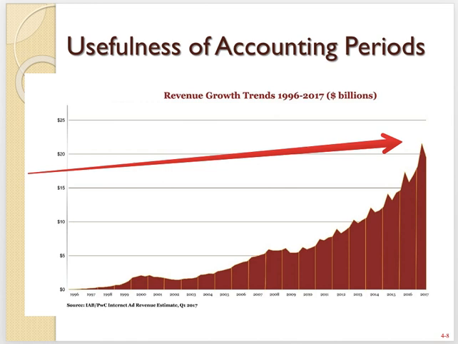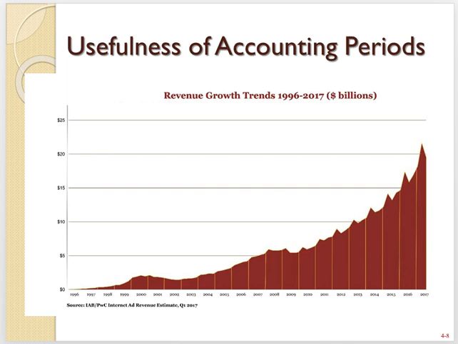Now, if we had just jumbled all of that information together and weren't tracking it by year, we'd have no idea if we were doing better or worse. So this gives us a lot of really good information.